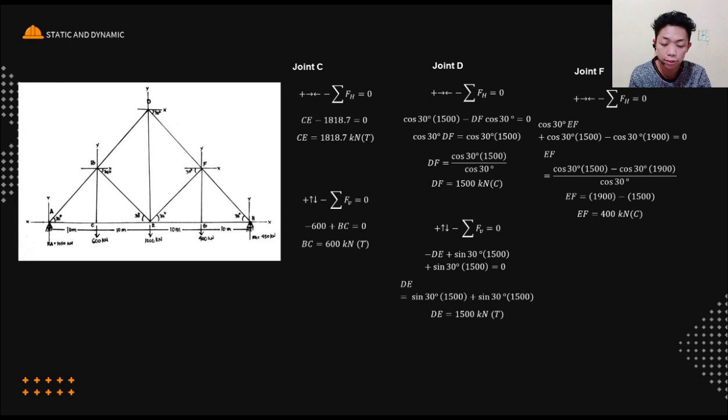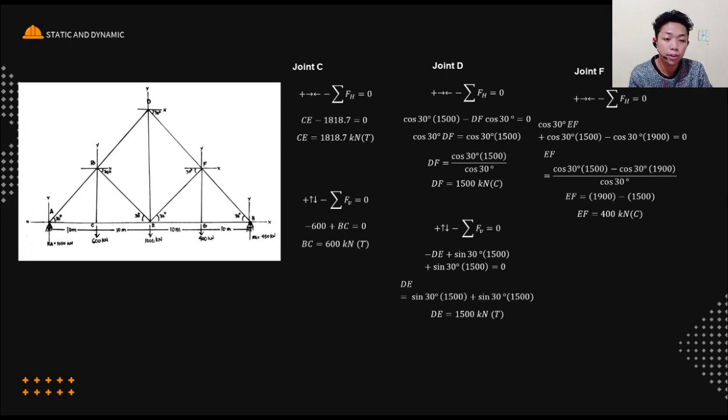Yung DF natin is compression, assumption natin yun. Tapos DE is tension. And yung BD is compression, since yun yung nakuha natin kanina na value sa BD. So, summation forces horizontal muna tayo. Positive pagpakanan, negative naman pagpakaliwa. So, yung cos 30 degrees, times siya sa 1,500, since yun yung moment arm niya, minus DF cos 30 degrees equals 0.